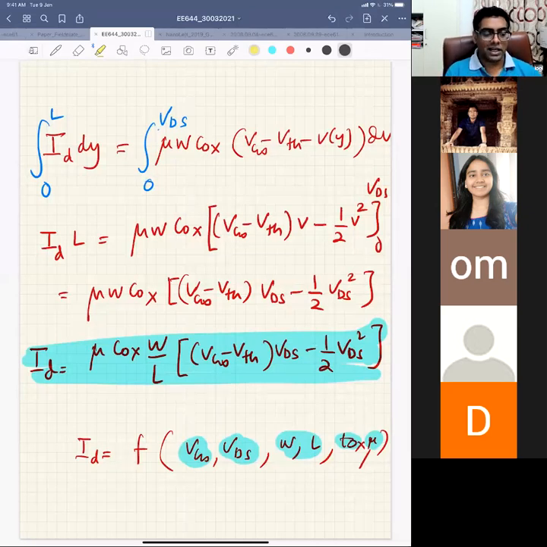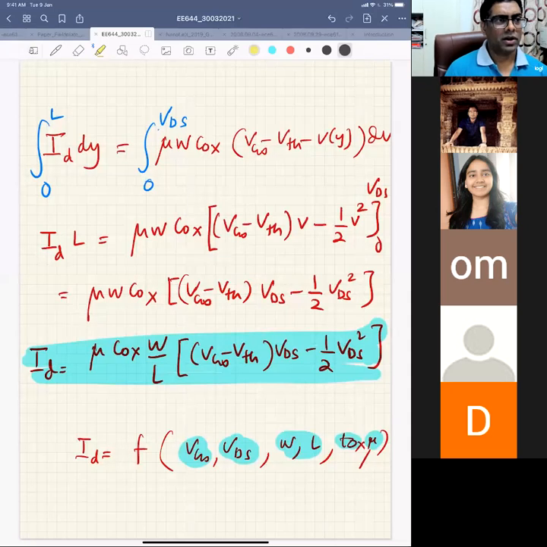So your drain current is a function of most of these things. But once your technology is fixed, your Tox is fixed, mu is fixed. Then your ID will be a function of VGS, VDS, W, and L. So W by L you could always choose, and by applying different VGS and VDS, you could get different current. This part we had done in the last class.